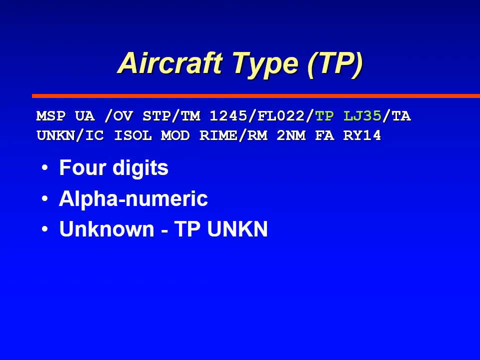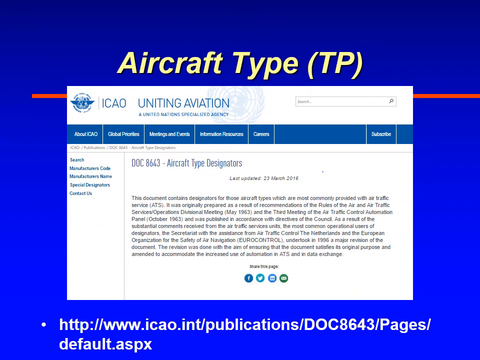After that comes the type of aircraft, and the type of aircraft, TP, always is in 4 digits, which includes numbers and letters. And if they didn't get the type of aircraft, they'll put unknown, UNKN. There are lots of different types of airplanes, and how do you know what the 4-letter identifier is? Well, you can go out to this website. This is ICAO, and ICAO has a list of all the aircraft.